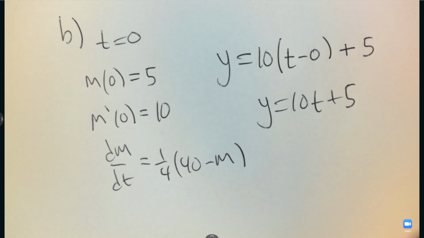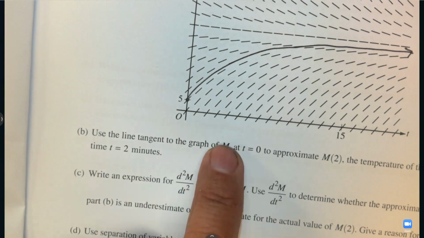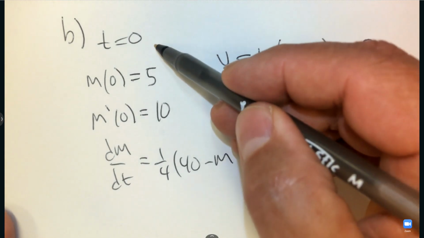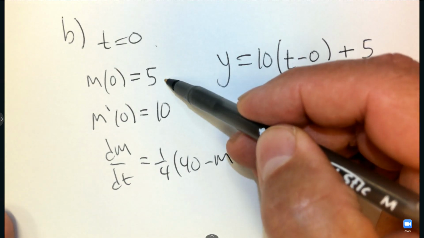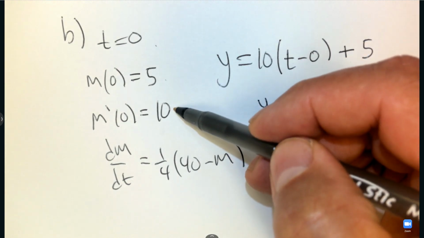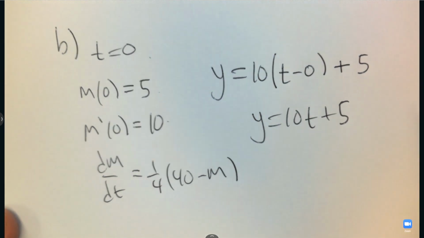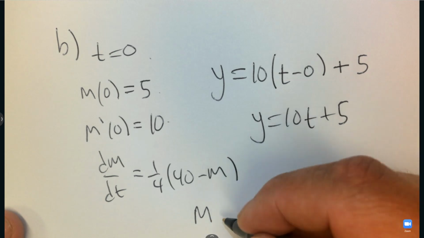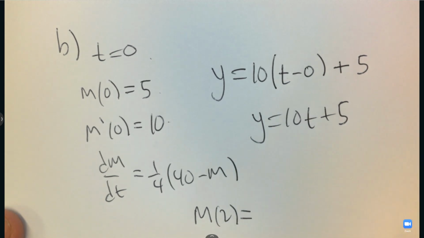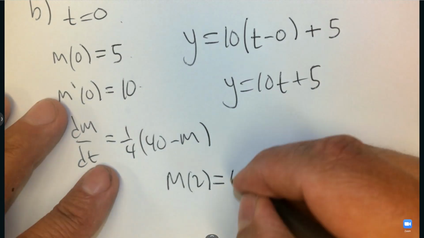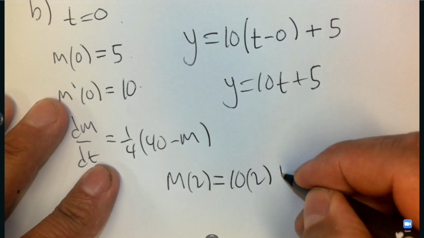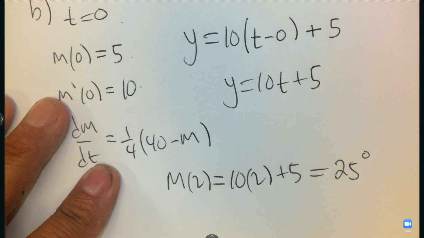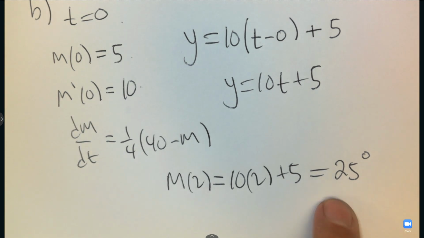Then it says, use the line tangent to the graph at 0. So that's what we did. t is 0. At 0, that's the temperature. That's the slope at 0, which is 10. And then it says approximate the temperature at t equals 2 using that. So if I use that, the approximate temperature is 10 times 2 plus 5. So the approximate temperature at 2 is 25 degrees.